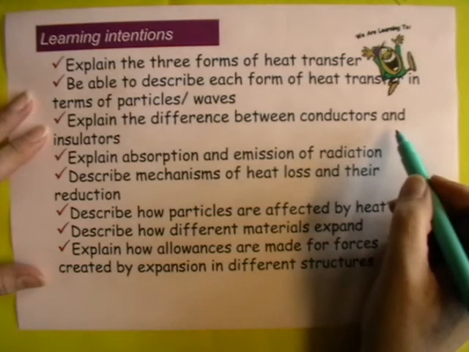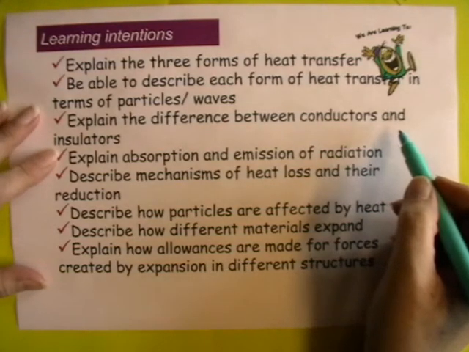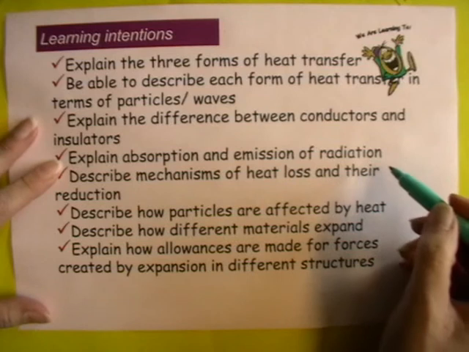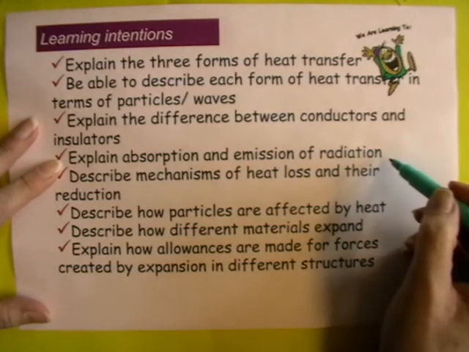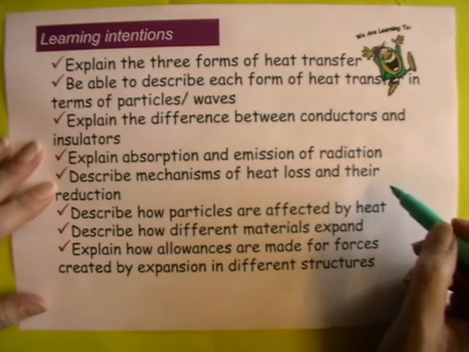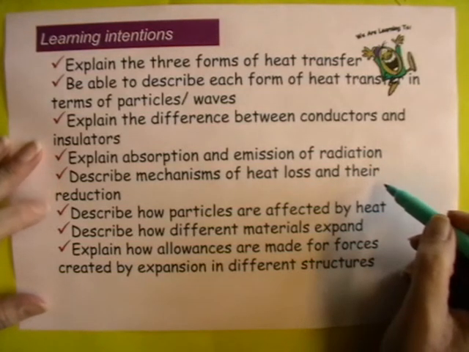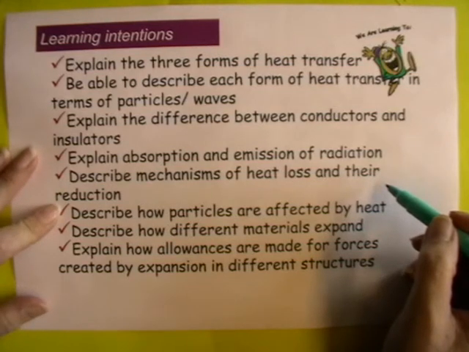You should be able to explain the difference between conductors and insulators and give examples of each. You should be able to explain absorption and emission of radiation and identify the best absorbers and the best emitters of radiation. You should be able to describe the mechanisms of heat loss and how to reduce them.